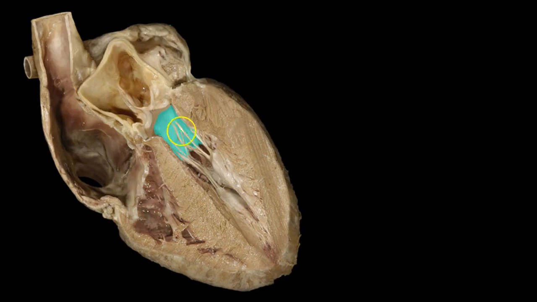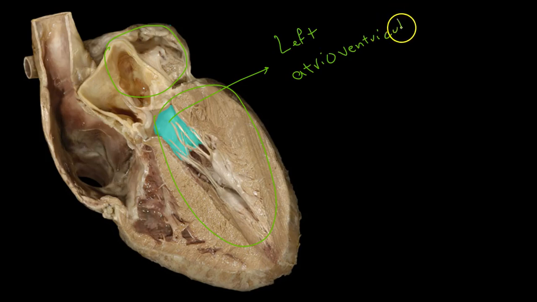Okay, what about this structure? As you can see, one more time, this structure is between the left atrium and left ventricle. So that is the left atrioventricular valve.